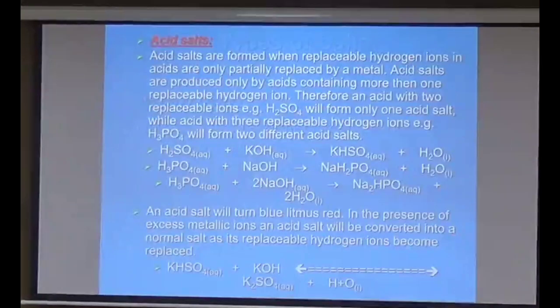Next comes the category of acid salts, where we see that all the replaceable hydrogen ions present in acid are not replaced by metal ions, rather they are only partially replaced. Let us see the example. Sulfuric acid undergoing reaction with potassium hydroxide. Sulfuric acid has two replaceable hydrogen ions, but out of two only one is replaced by metal. Therefore, we have the product potassium hydrogen sulfate, KHSO4. So this KHSO4 is an example of acid salt.